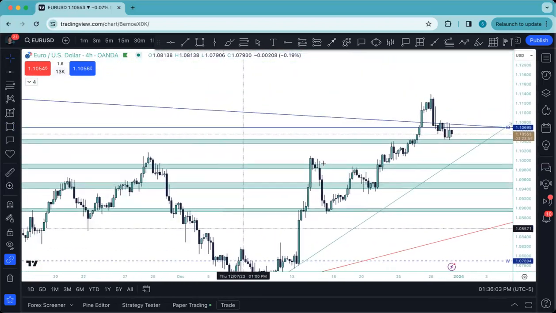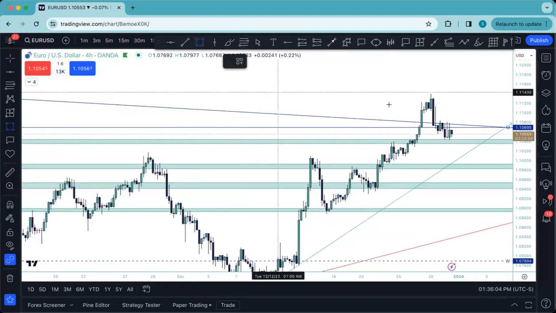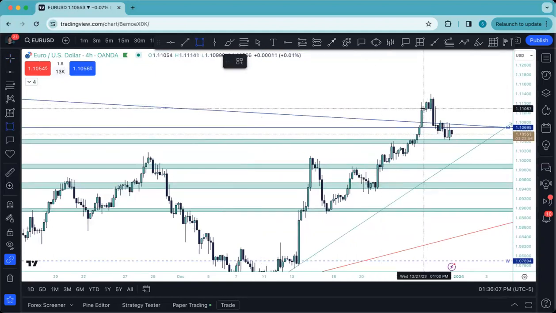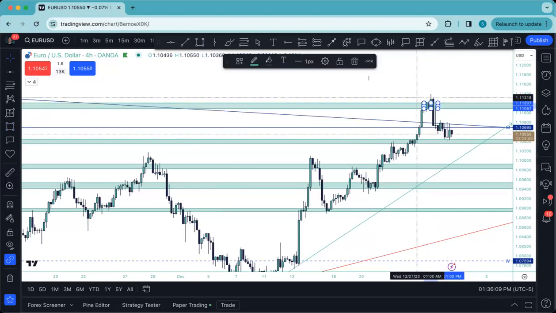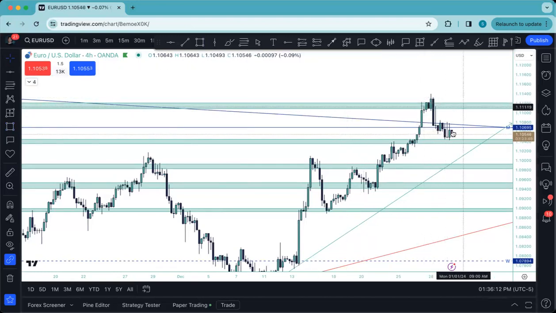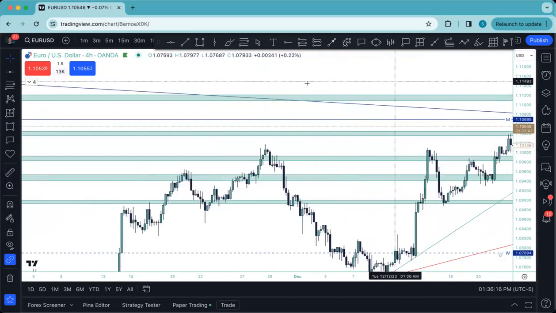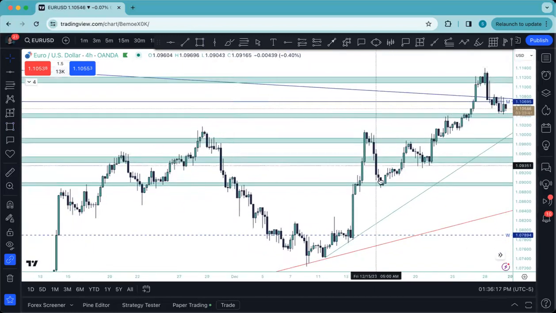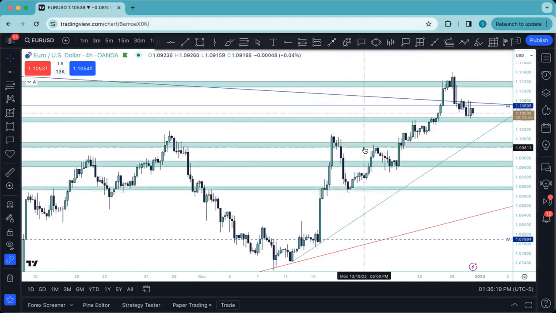And right here, the little zone. So that's pretty much what I do on the 4-hour.